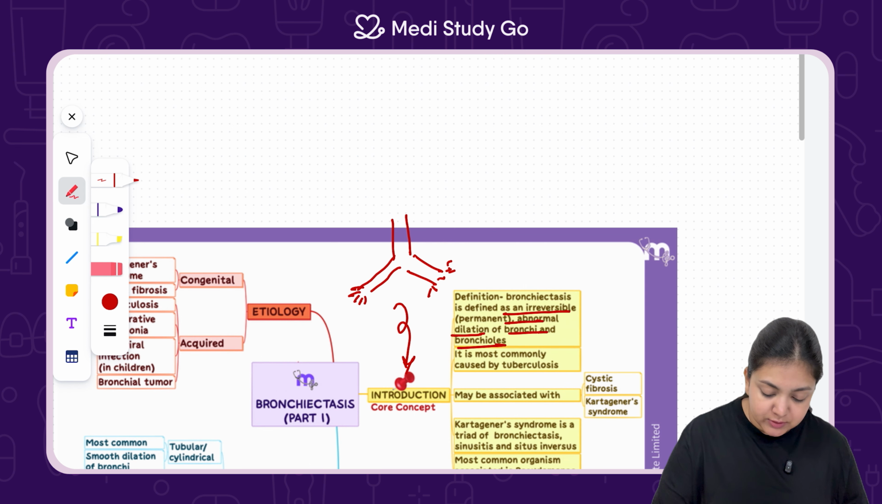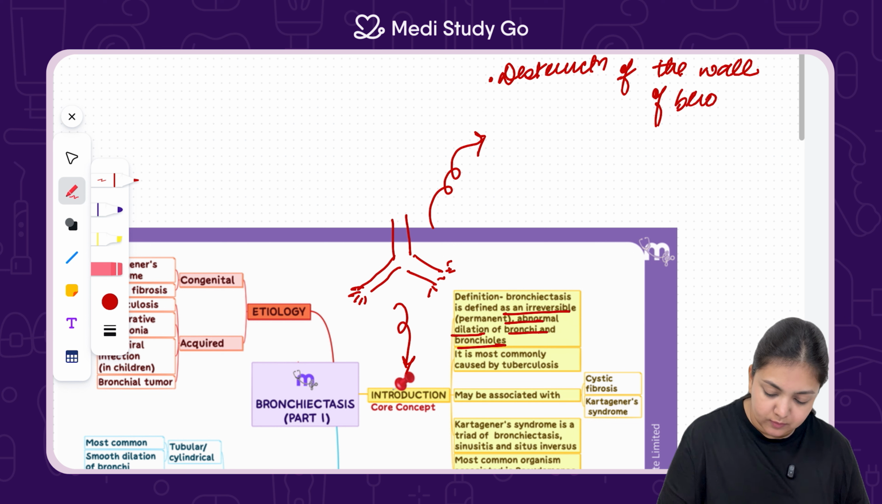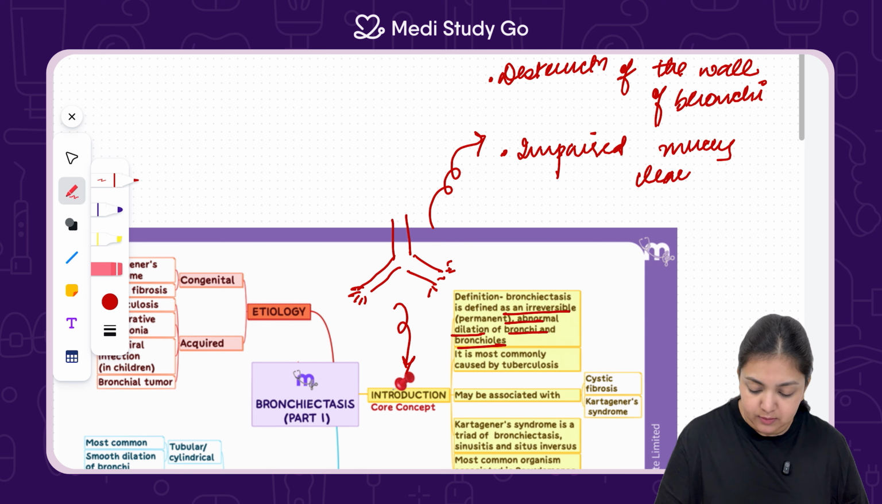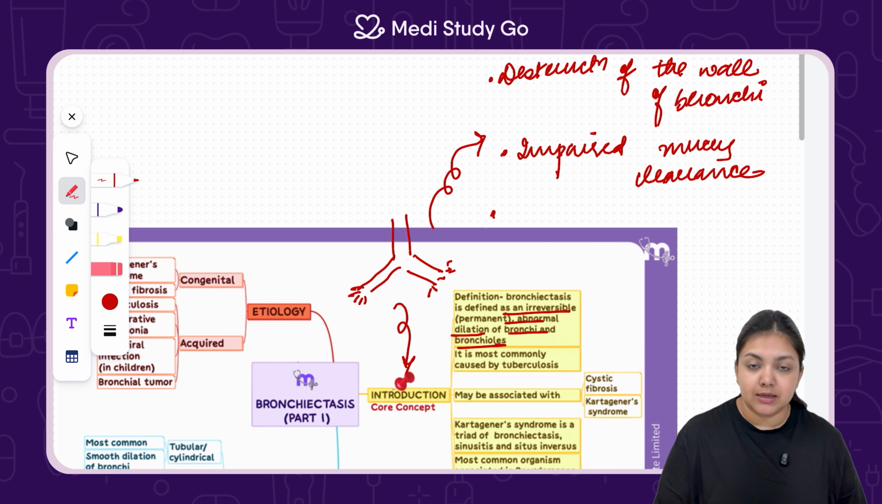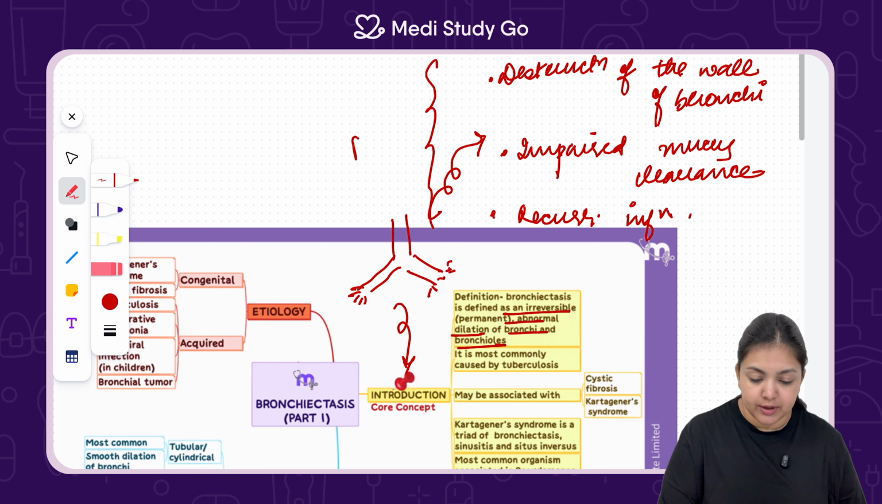What are the main characteristic features of this situation? There is destruction of the wall of the lung and the bronchi. Secondly, there is impaired mucus clearance. That is, the mucus produced is getting bundled up. Thirdly, there can be recurrent infection because of the stasis of mucus, which is going to harbor the microorganisms over there. So these are the three characteristic features which you will see in bronchiectasis.